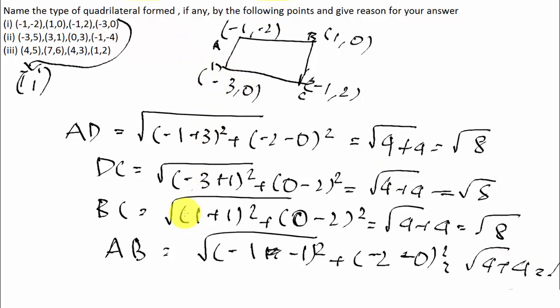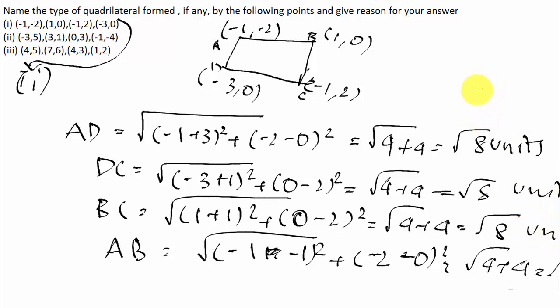I'm just doing x2 minus x1 and y2 minus y1, in case you don't understand what I'm talking about. See, minus 1 minus minus 3 makes it minus 1 plus 3 whole square. I'm just substituting the values straight into the formula. Oh yeah, you have to write units, otherwise they're going to cut marks for that. Okay, units.